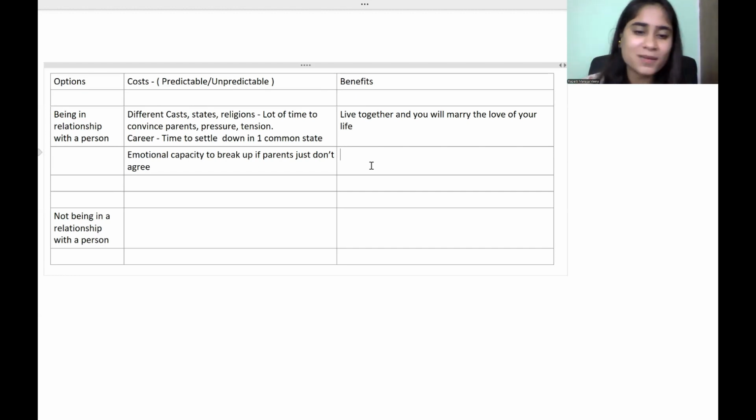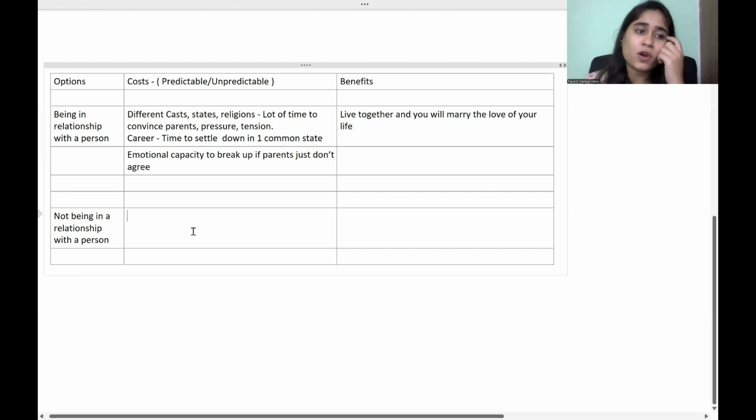The capacity will come automatically. Your capacity will increase if you're willing to do something. So you have to ask yourself, am I willing to pay the cost happily and courageously? Let's go to the next option, not being in a relationship with this person.